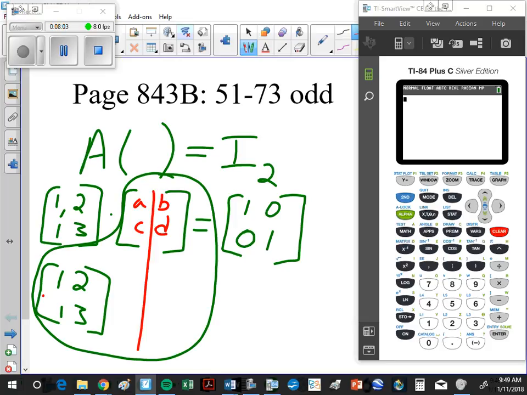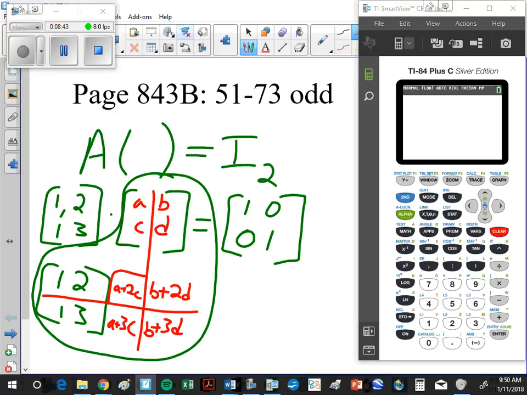So this one right here would be what? 1A plus 2C. So A plus 2C. Okay, the next one is going to be B plus 2D. And the next one would be A plus 3C. And the next one would be B plus 3D. Okay. Now what?